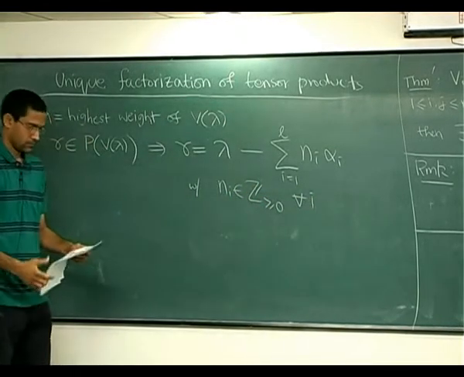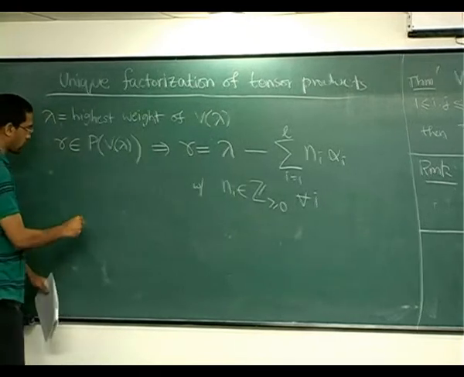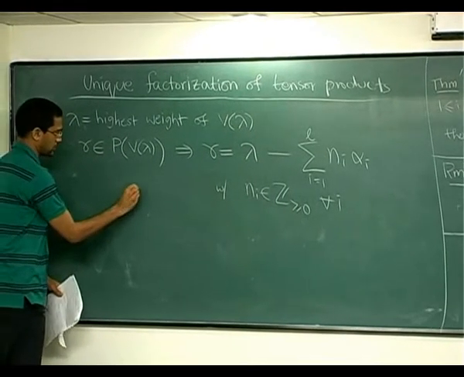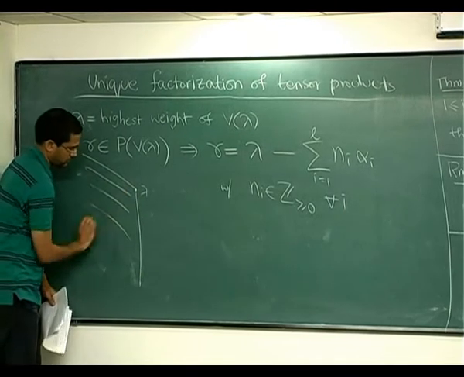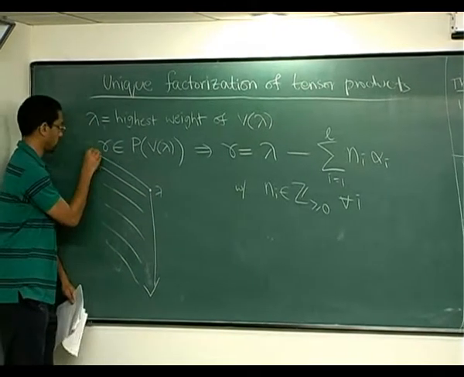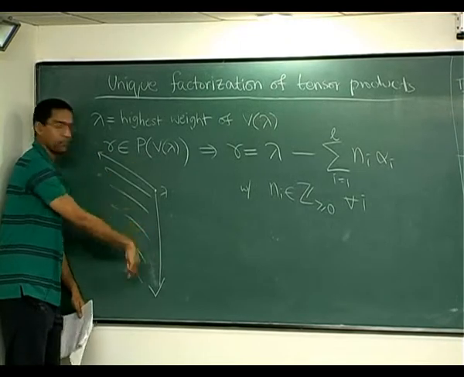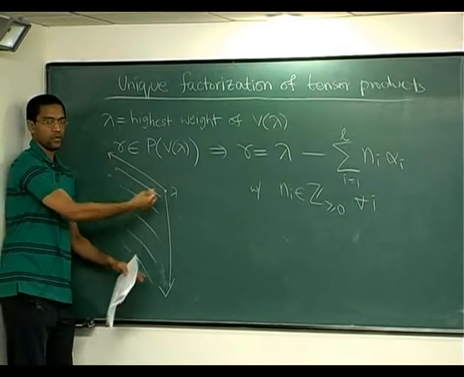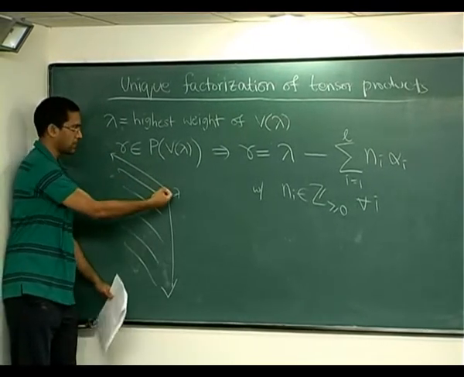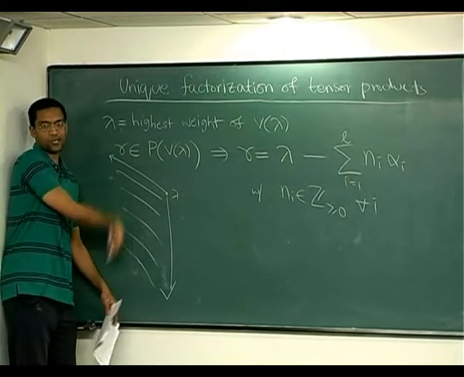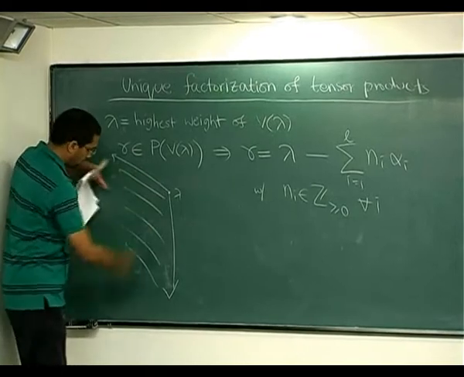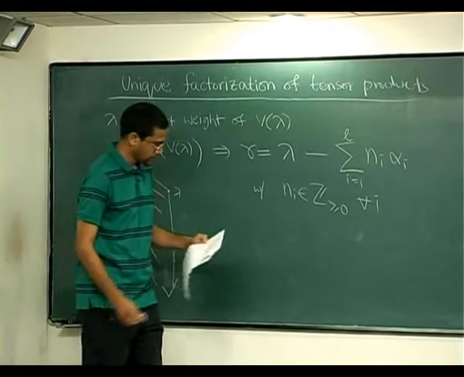Okay, and one thinks of this pictorially as, so there's lambda, and all other weights lie below lambda. If you think of these as being the direction of minus alpha 1 and minus alpha 2, every other weight can be reached from lambda by going along a certain number of minus alpha 1s and a certain number of minus alpha 2s. So they all lie below lambda in this sense.